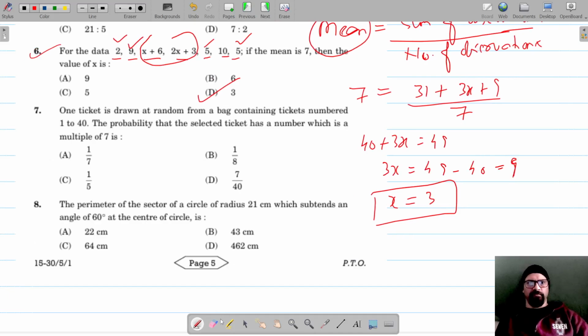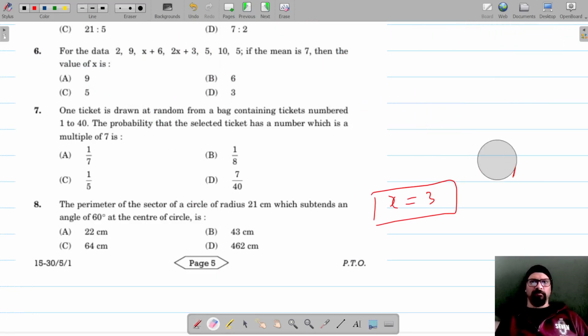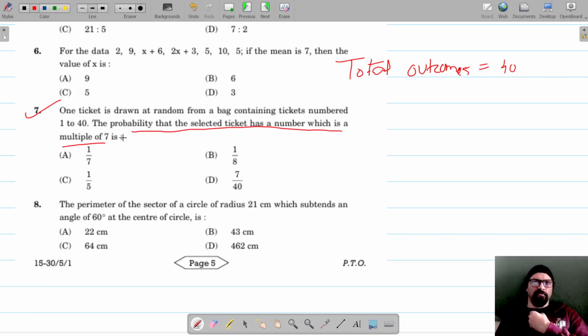Okay, for question number 7, it's given that one ticket is drawn at random from a bag containing tickets numbered 1 to 40. So the total outcomes here are the numbers 1 to 40, which are 40. Now, the probability that the selected ticket has a number which is a multiple of 7.